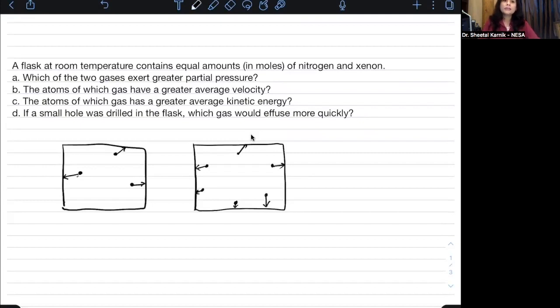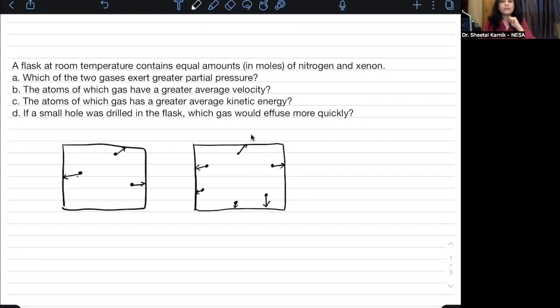The third question is, the atoms of which gas have a greater average kinetic energy? Now, this is where our understanding of the kinetic molecular theory comes into play. We know that the kinetic energy of a gas is directly dependent upon the temperature. And here, in this case, we know that both the gases are at room temperature. Therefore, the average kinetic energy of both the gases is going to be the same.